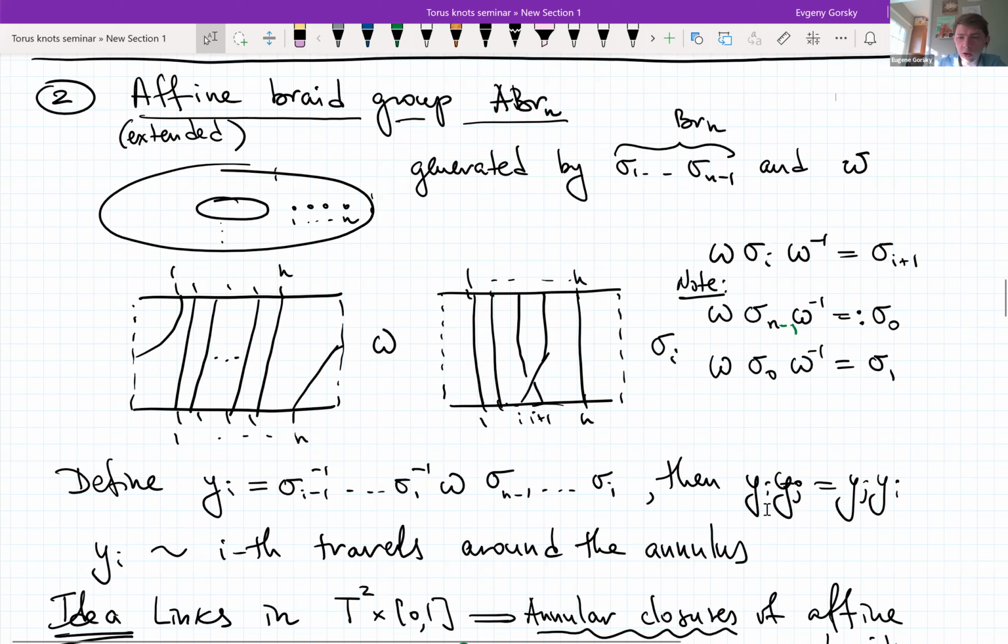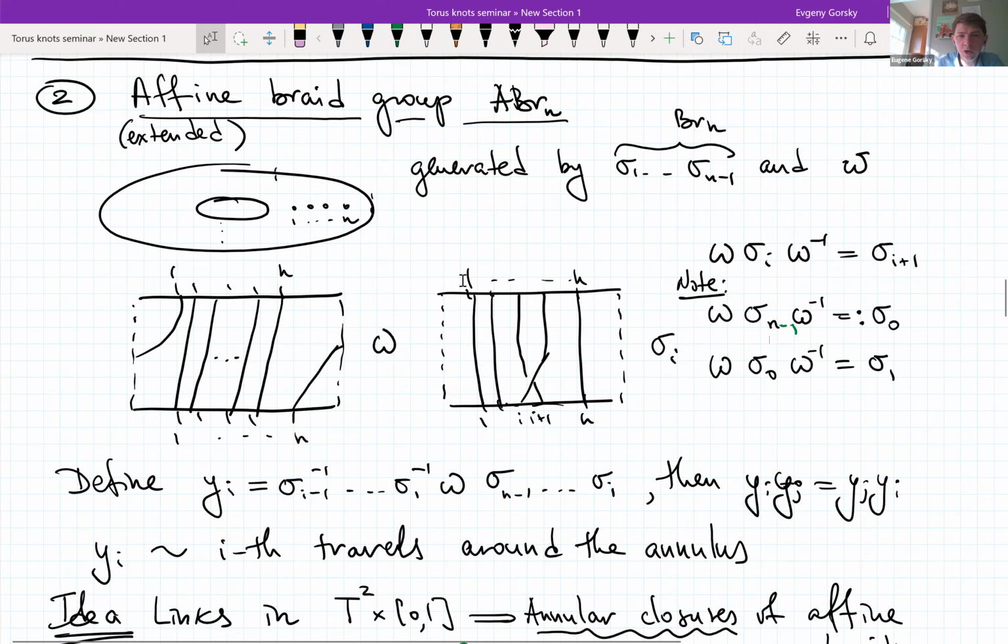And then y_i y_j is equal to y_j y_i, because if you move the ith point around or the jth point around, these obviously commute. And so in the affine braid group, you have this commuting family of braids, y_i, y_j. If you like affine Hecke algebras or the affine symmetric group, you also have this as a quotient, but they really live in the affine braid group and we will need this.